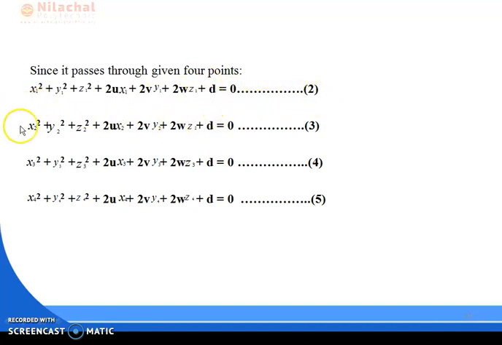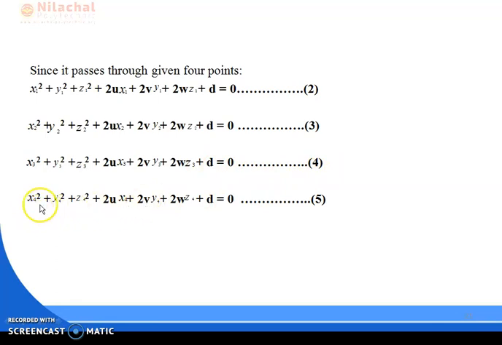And in this way, similarly, we can find out for point number 2, point number 3, point number 4. Point number 2 is x2, y2, z2. Instead of x, we put x2, instead of y, y2, instead of z, z2. What do we get now? x2 whole square plus y2 whole square plus z2 whole square plus 2ux2 plus 2vy2 plus 2wz2 plus t equals 0. Let this be equation number 3. In this way, x3 whole square plus y3 whole square plus z3 whole square plus 2ux3 plus 2vy3 plus 2wz3 plus t equals 0. Let this be equation number 4.